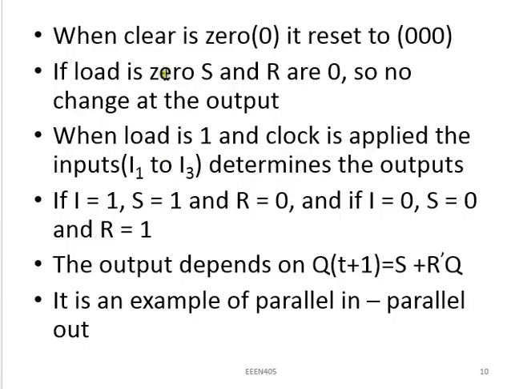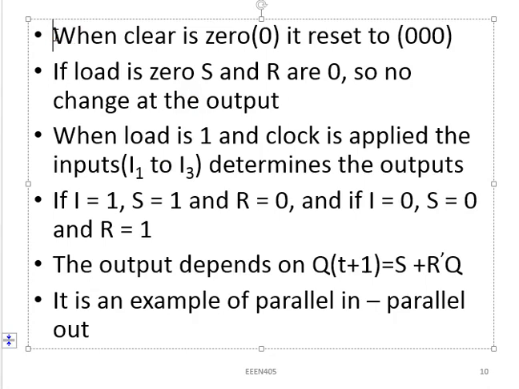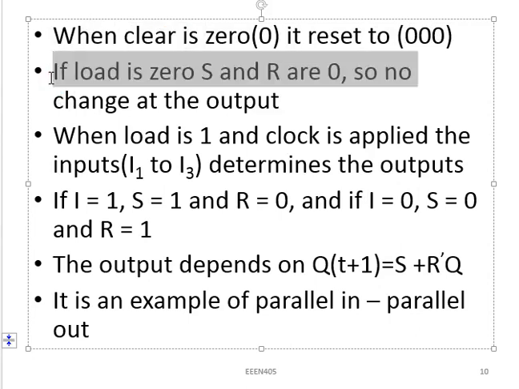So as I have said, whenever our clear in this case also is equal to 0, all the outputs should be reset to 0. And also if our load is equal to 0, as I have just said, one of the inputs of all the 6 AND gates should be 0, which means their outputs should also be 0s. Therefore in that case my S and R should be equal to 0, and so there is no change in the output. What is the reason?